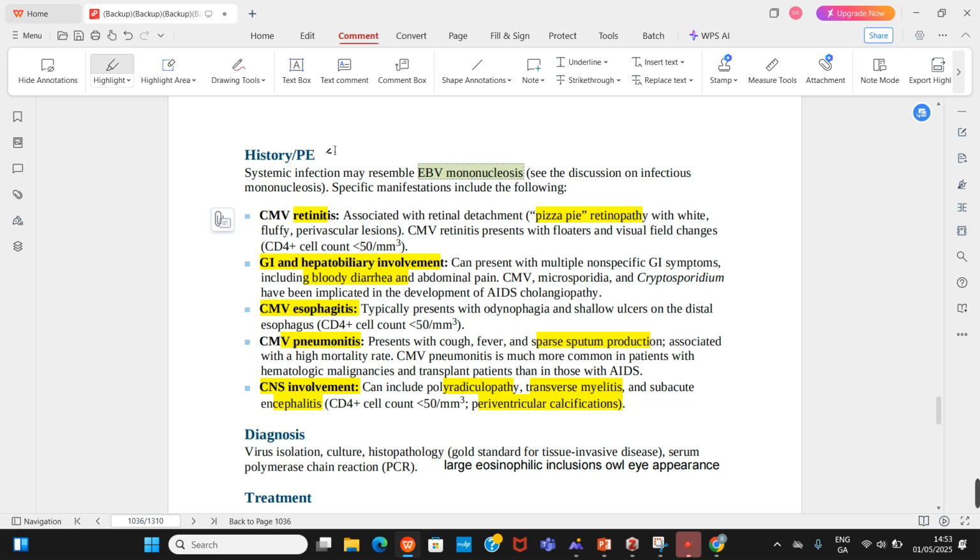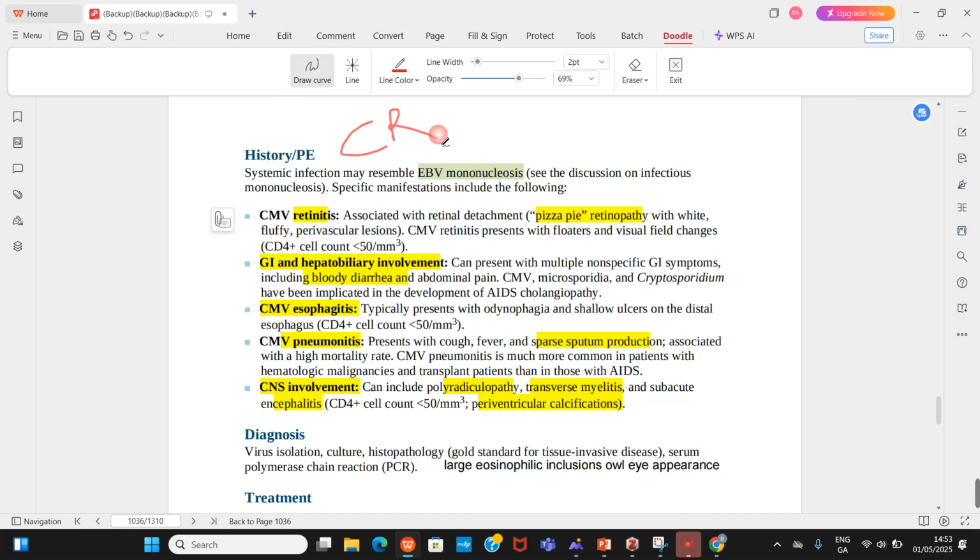It can affect different organs, and the common ones are CEEEP: C for colitis, E for retinitis, E for encephalitis, the next E for esophagitis, and P for pneumonia. For the retinitis, it can cause retinal detachment. The retina can detach from the underlying layer, and they just notice sudden blindness with floaters, or like a cotton is drawn over the eye. That's very common with retinal detachment.